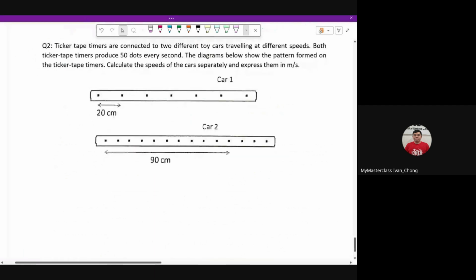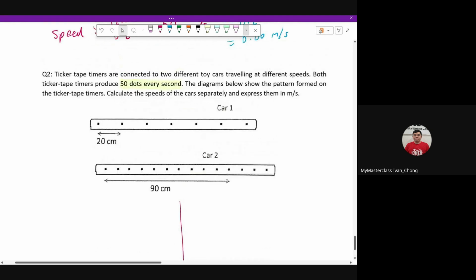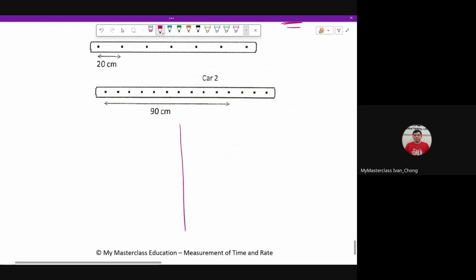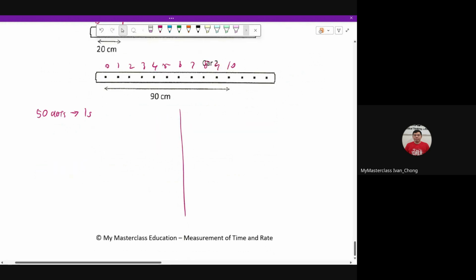Okay, now next one, your ticker tape timer. Same thing, I'm still using 50 dots because I'm very lazy. I just typed it in. So the thing is, you have different speeds, right? So we'll separate them, car 1 and car 2, and they tell you it must be meters per second. So first things first, 50 dots is 1 second. Okay, first, let's identify 0, 1, 2, 3, 4, 5, 6, 7, 8, 9, 10. 10 new dots.